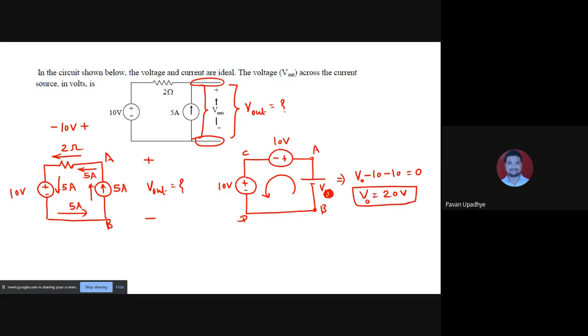So this was very simple. The only thing is you must take care of the presence of the current source. You must understand that 5 ampere will be flowing in this circuit. You must understand that the voltage across 2 ohm will be 10 volt. You must understand the polarities of the 10 volt will be like this. And then it is easy to find out that VO is equal to 20 volt. Okay, I hope this is also understood. We are moving ahead.